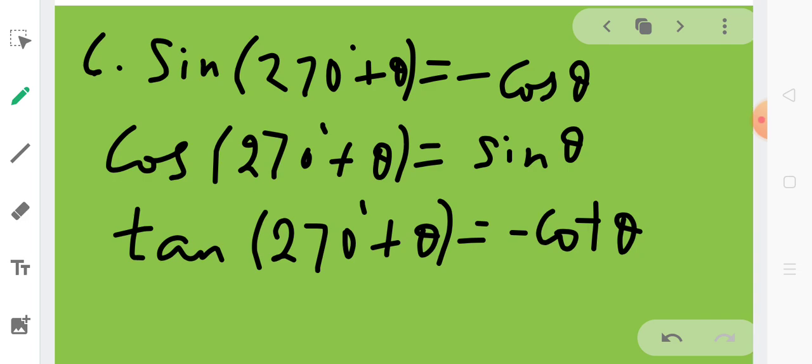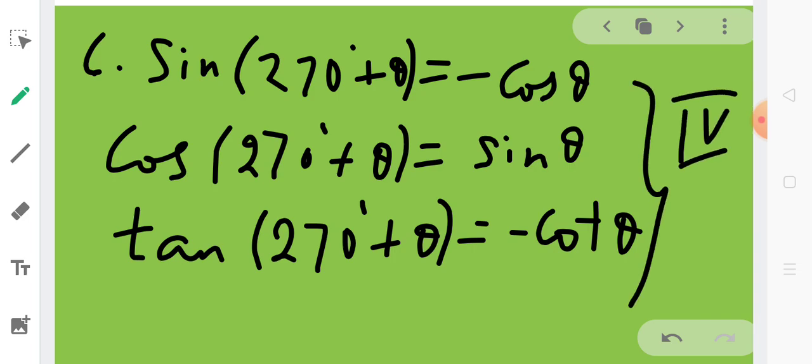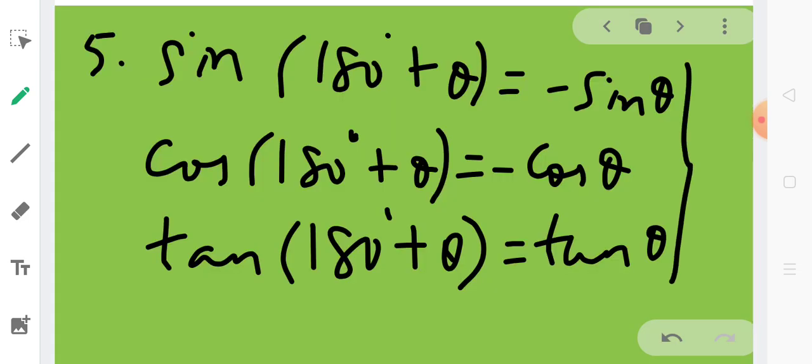Sin of 270 degree plus theta is minus cos theta. Cos of 270 degree plus theta is sin theta, and tan of 270 degree plus theta is minus cot theta. Now angle 270 degree plus theta lies in the fourth quadrant, so only cos theta is positive. Like in the previous case, these lied in the third quadrant, so only tan theta was positive.